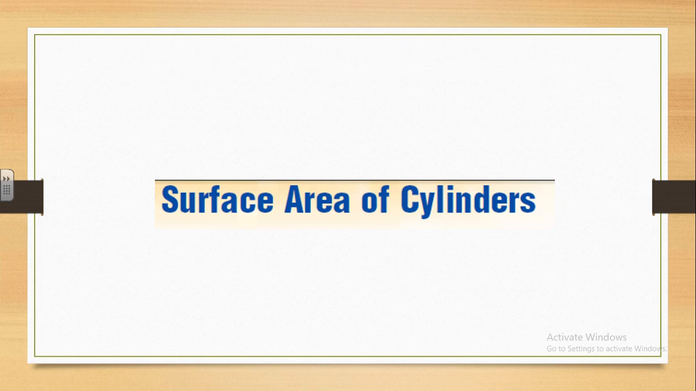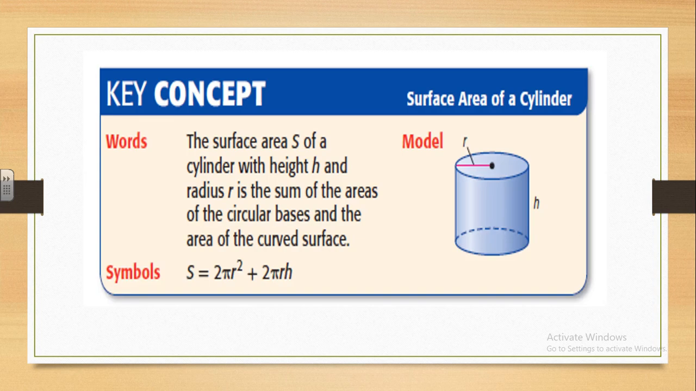Hello, my dear student. Today we will talk about the surface area of a cylinder. First of all, you need to know that this figure is called a cylinder, right? The surface area, we will put the symbol S, of a cylinder with height h and radius r, is the sum of the areas of the cylinder bases and the area of the curved surface.